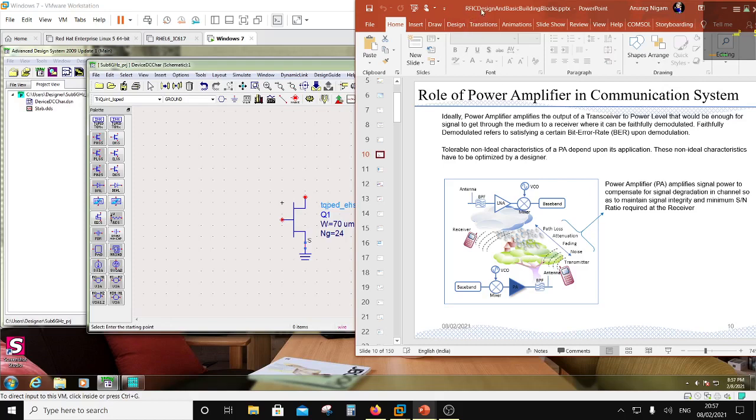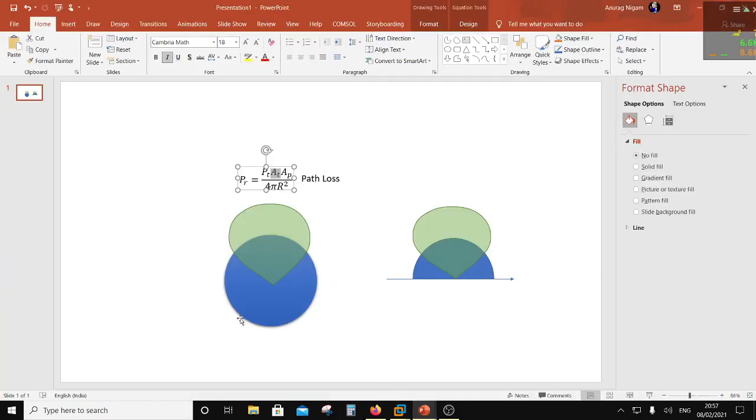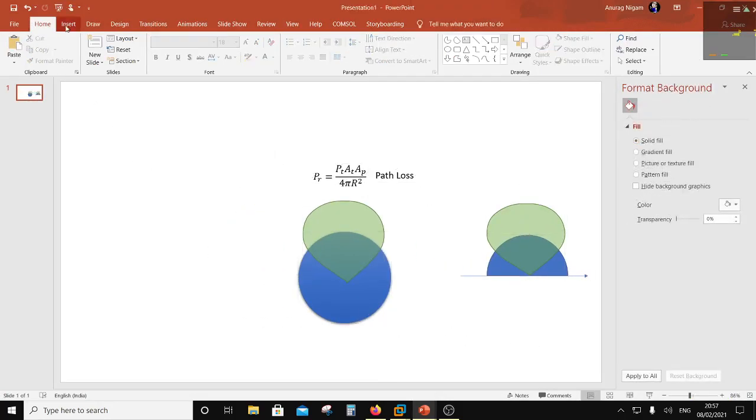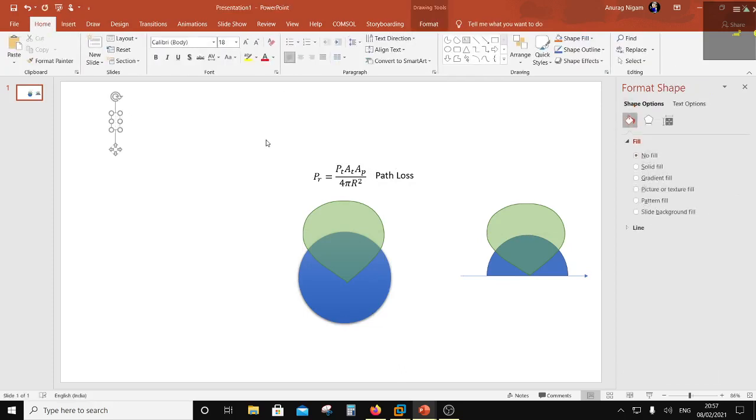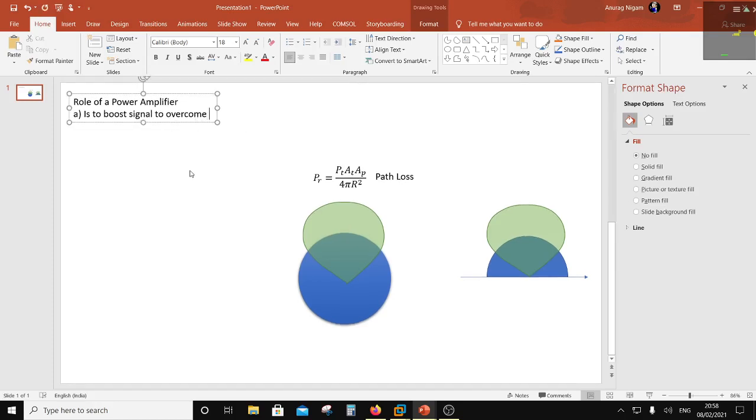So the role of a power amplifier is very clear, so let's write it down. Okay, so this is explaining path loss. Okay, insert text. Role of a power amplifier is to boost signal to overcome signal losses in the medium.